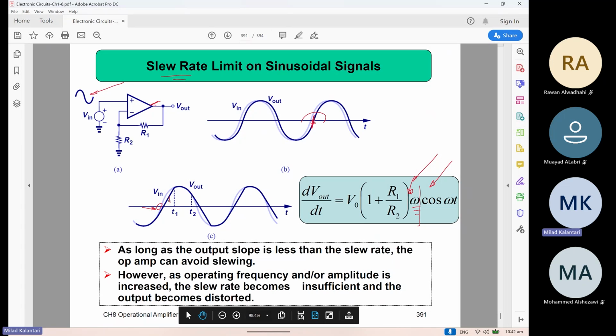So what you will see, in fact, would be something like this, right? Because the slope of the op amp cannot be more than this value. So what you will see at the output is that the waveform is kind of distorted.